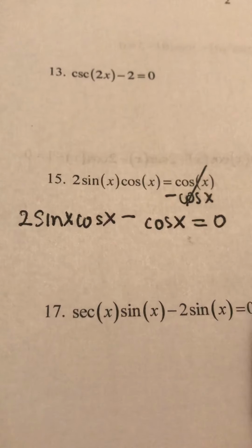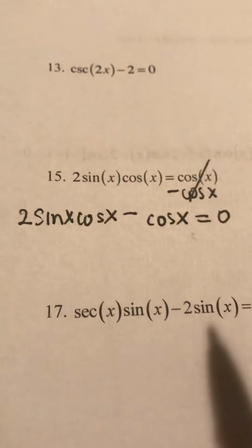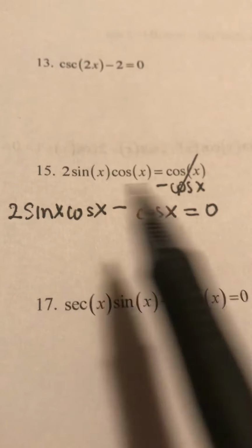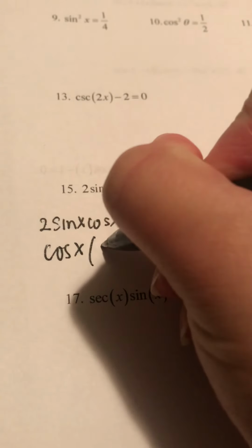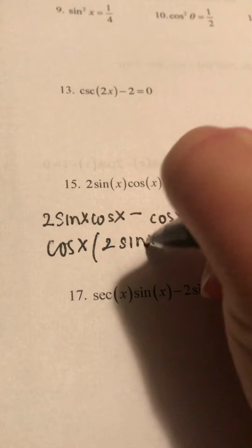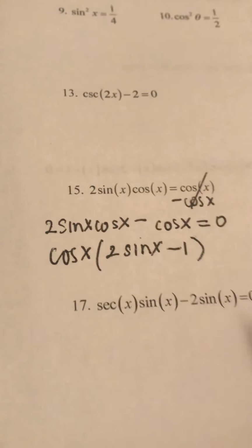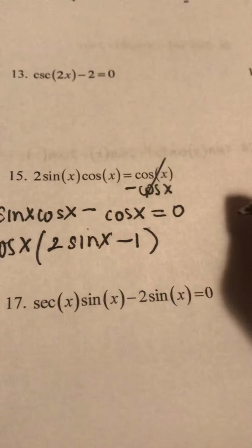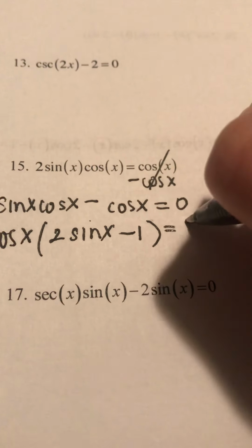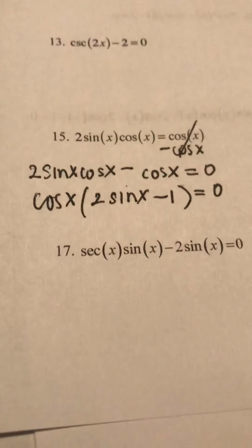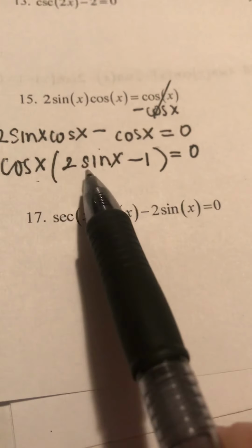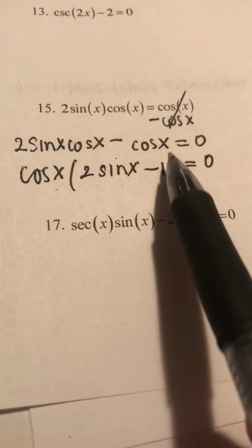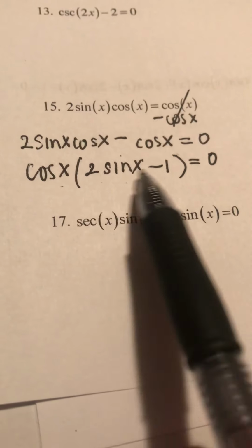What you want to do now is factor. We're going to do some factoring today. Factor what these two have in common. So what do they have in common? You should pull out a cosine x, and left is 2 sine x minus 1. And that's going to equal 0. Do you see how we had to factor the cosine x out? You're left with 2 sine x minus 1. And now we have 2 factors.